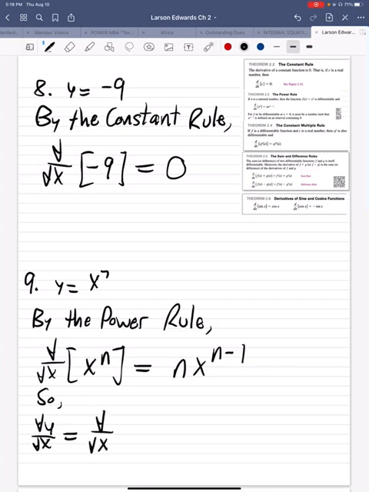So the derivative of y with respect to x is equal to the derivative of x to the 7th. And how did we say we do this? We said you take the exponent on x and you put it in front, so that becomes 7x to the n minus 1, so 7 minus 1, which is 7x to the 6th. That's our final answer.